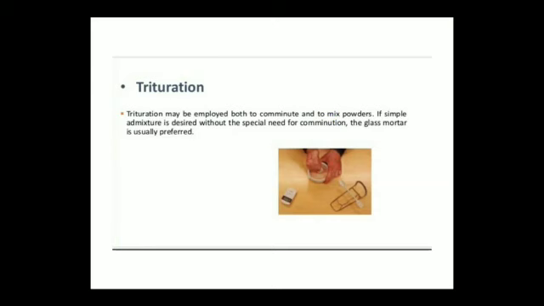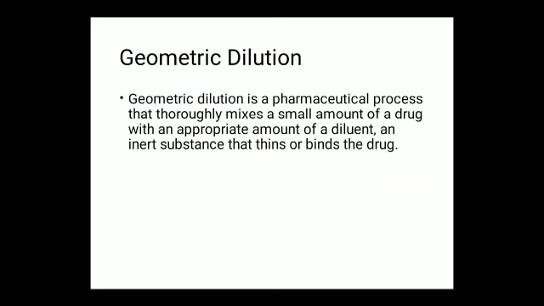Trituration. Trituration may be employed to produce both comminution and mixing. During this process, the product can be converted into a smaller size, and it also involves mixing. It is used when a simple admixture is desired without special need of comminution. In this method, a glass mortar and pestle can be used for the trituration process.